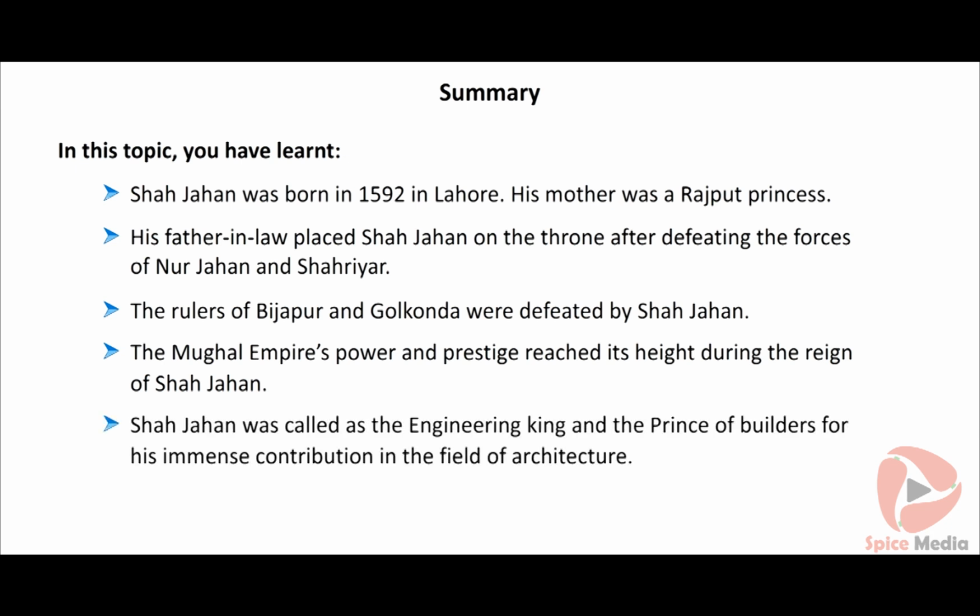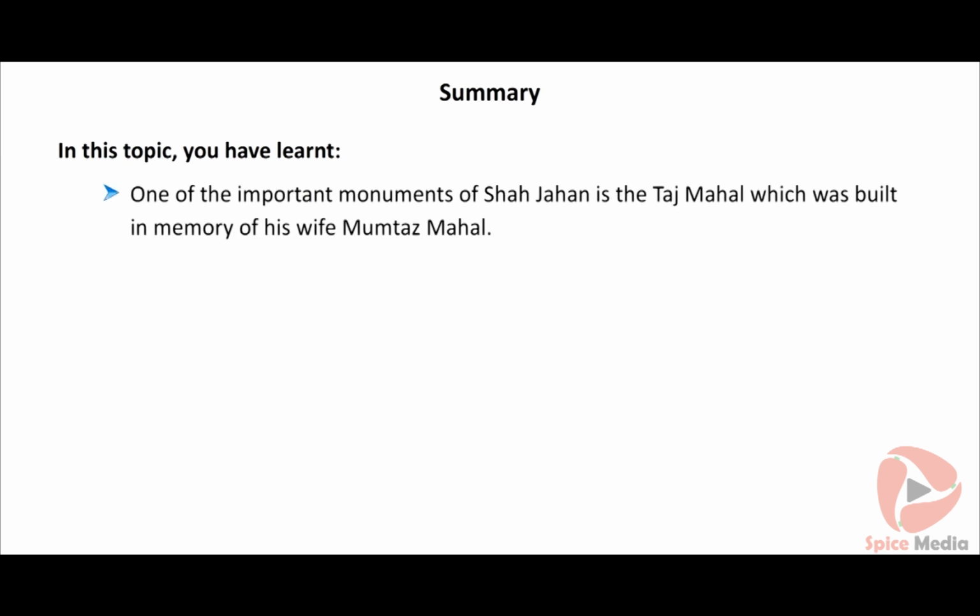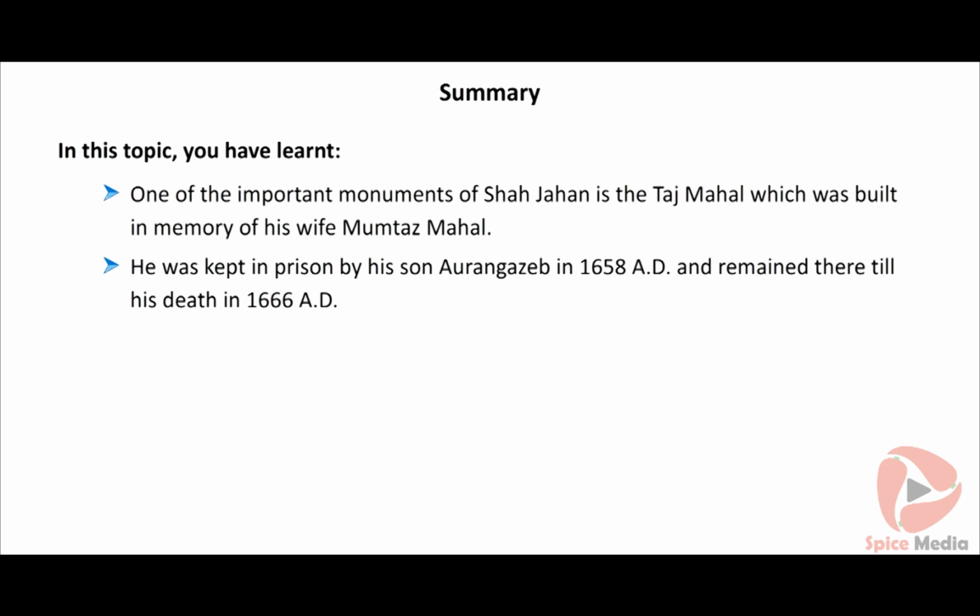Shah Jahan was called the engineering king and the prince of builders for his immense contribution in the field of architecture. One of the important monuments of Shah Jahan is the Taj Mahal, which was built in memory of his wife Mumtaz Mahal. He was kept in prison by his son Aurangazeb in 1658 AD and remained there till his death in 1666 AD.